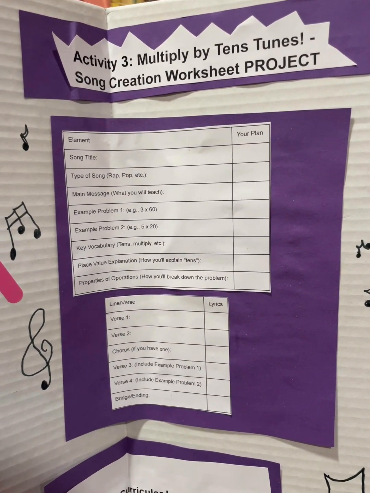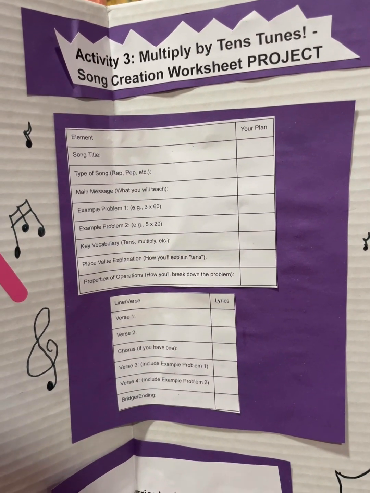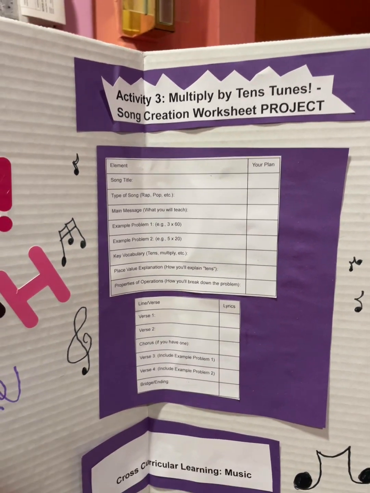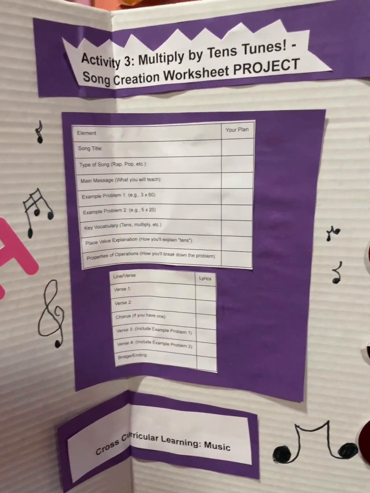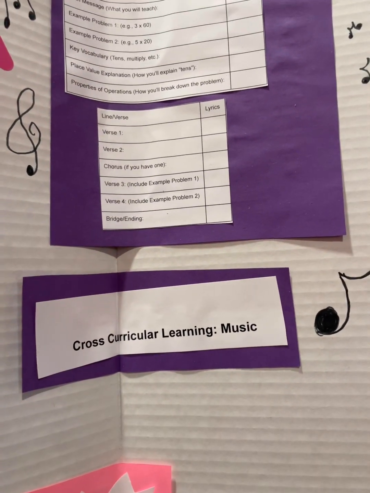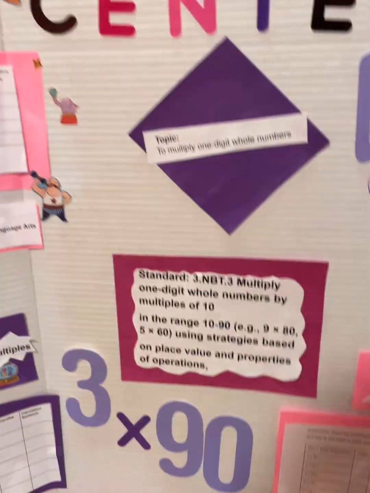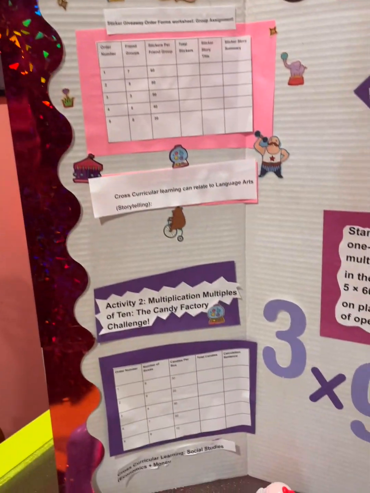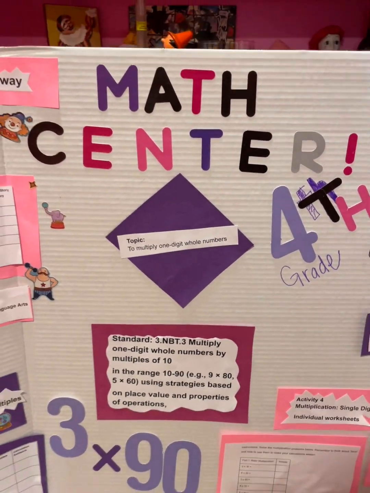Students will have the opportunity to perform their project for extra credit. I would use an assessment rubric to make sure students meet the standards and requirements for this project. As long as they're following all the elements in the project, then hopefully they would meet the standard. The cross-cultural learning experience would be music, connecting music to math and how that can be a creative outlet for students. Overall, this is my project, activities 1 through 4 as explained, covering the topic and the standard for 4th grade.